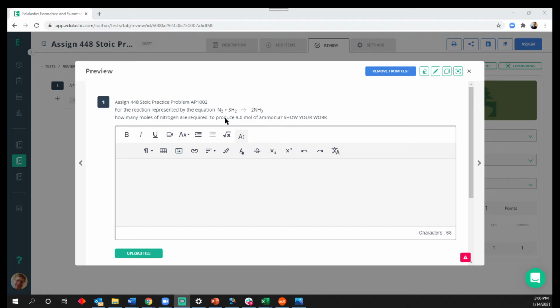They give you this equation, N2, which is the formula for the nitrogen molecule. There's 1 mole of that. It's understood when there's no coefficient in front of it. It reacts with 3 moles of hydrogen. The formula for the molecule of hydrogen is H2. That's important. And this reaction makes 2 moles, that's what this 2 shows you, of ammonia. And the formula for ammonia is NH3. So they're asking you how many moles of nitrogen are required to produce 9 moles of ammonia.